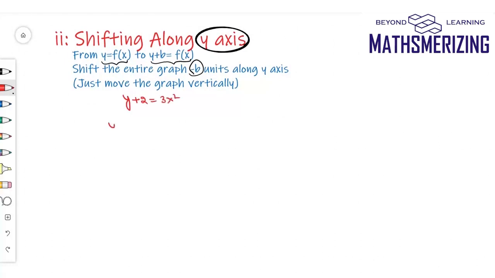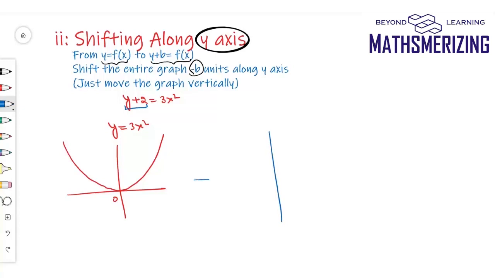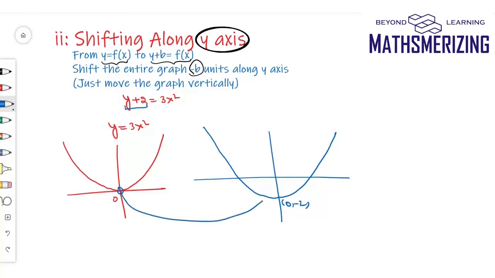Now what's my basic graph here? My basic graph is y equals 3x square. Y equals 3x square is basically a parabola opening upwards, vertex at origin. Now for y plus 2, I'll shift the entire graph minus 2 units along y-axis. So I'll take up this graph, I'll shift the graph minus 2 units along y-axis. So now previously the vertex was at origin. Now this vertex has shifted to (0, minus 2).